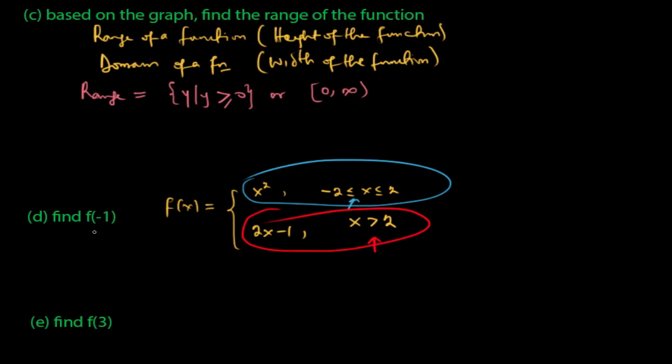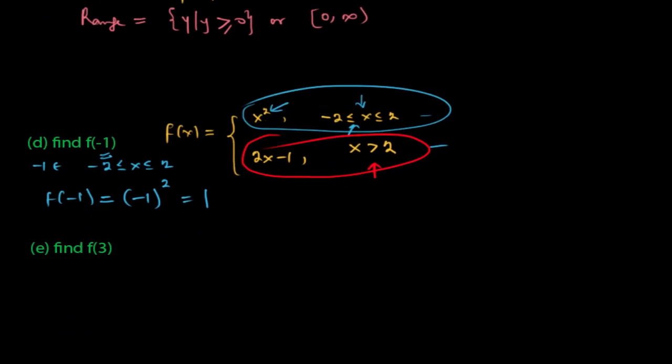What we're told is to find the function value at -1. Looking at the two of them, -1 falls within this range because -1 is between -2 and 2. Since it falls within this range, I'm going to use this definition here. So for f of -1, since -1 falls within the range -2 less than or equal to x less than or equal to 2, then f of -1 is just going to be -1 all squared, which is 1.